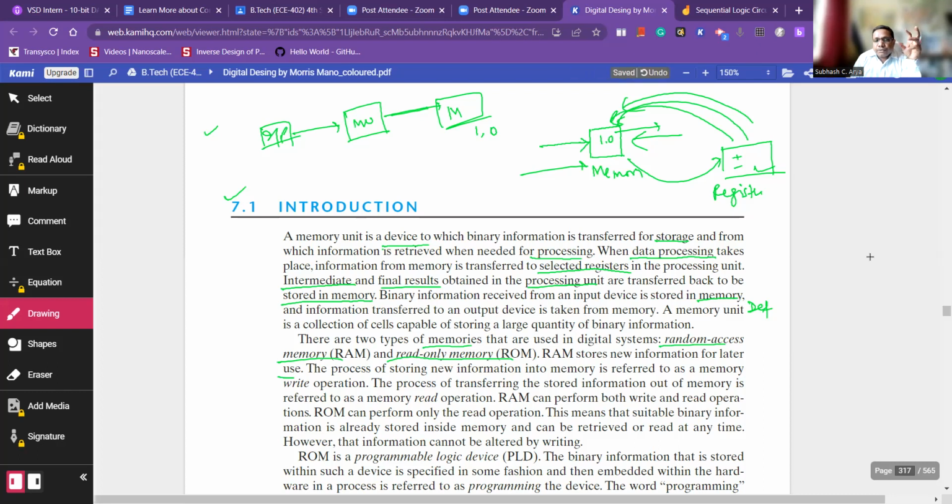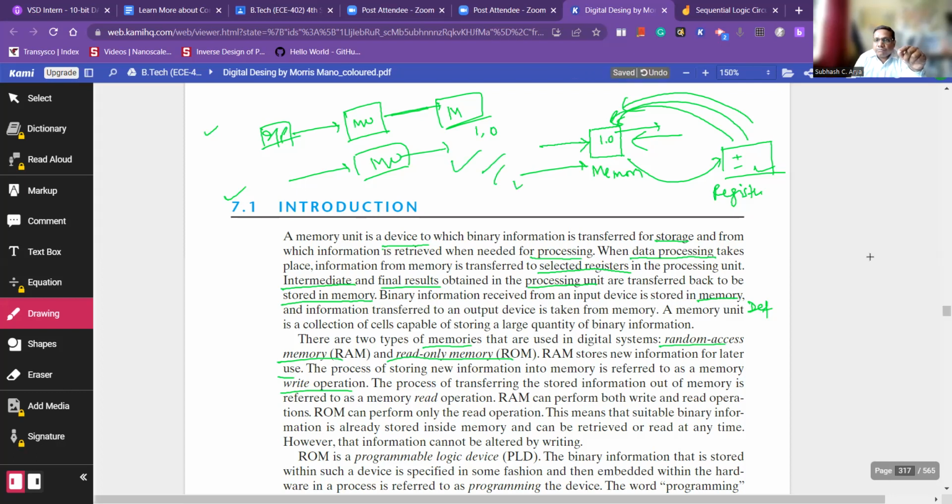The process of storing new information into memory is referred to as a memory write operation. Suppose this is the memory unit. When we put some information from the input device into the memory unit, that operation is called a write operation. Retrieving the data to the output is called a read operation. Suppose this book has something already written, and I am reading it. That is the memory read operation. However, if I am writing here like this, that is called a write operation.